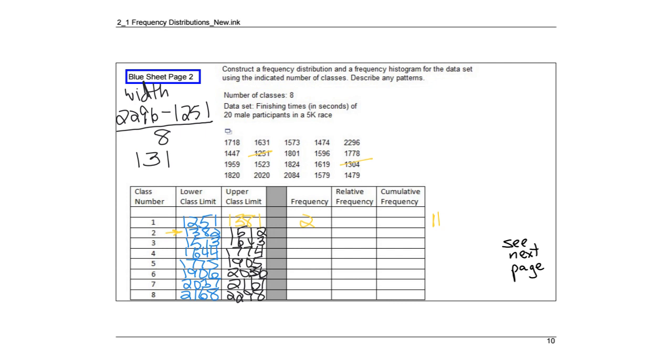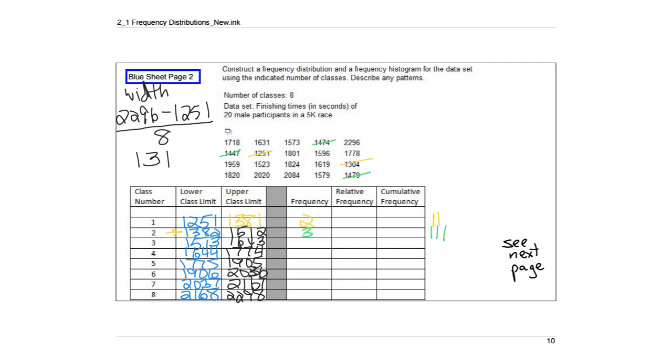Okay, let's try the next one. The next one is between 1,382 and 1,512. So let's see. I've got 1447. 1523 won't work. I have 1474 and 1479. All right, so that gives me 3 here. And then let's do one more together, but then I'm going to finish up from there.